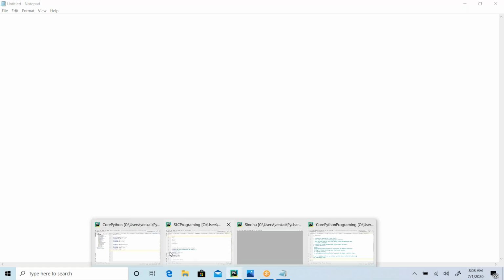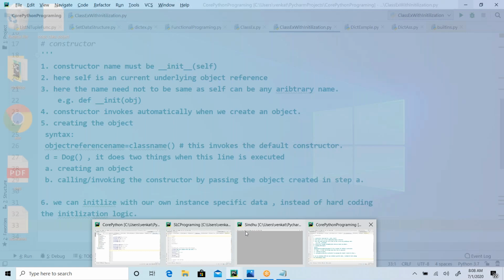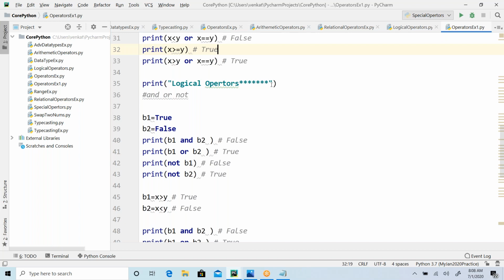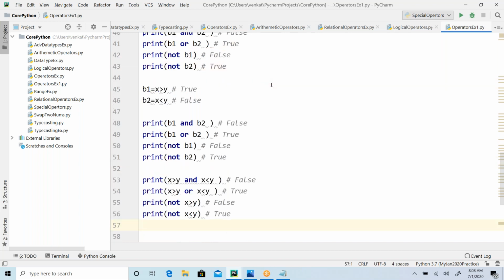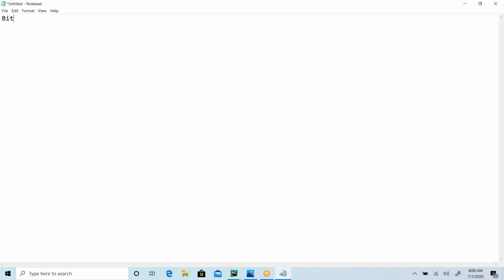Yesterday we discussed the operators, right? The logical operators, relational operators, and arithmetic operators. Okay, let's look into bitwise operators today. Bitwise operators.